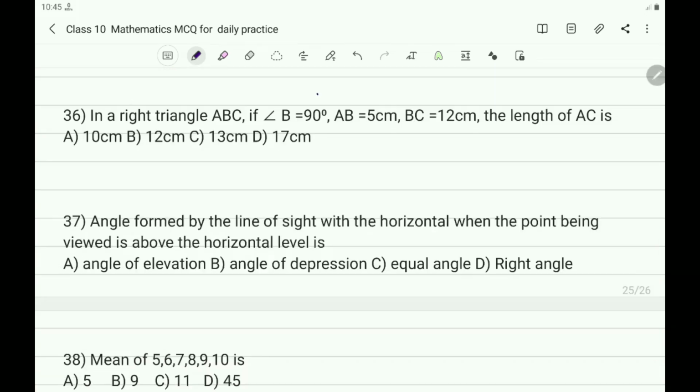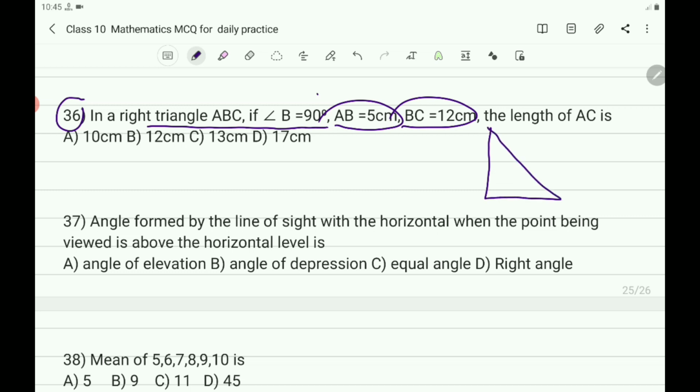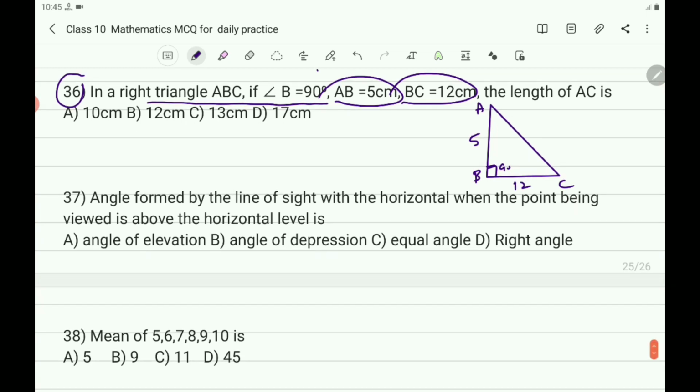Now you take question number 36. In a right triangle ABC, if angle B equals 90 degrees, AB equals 5 centimeters, BC equals 12 centimeters, find the length of AC. So let us have the rough sketch of the right angle triangle. Consider this is triangle ABC. Angle B is 90 degrees, and also it is given AB is 5, BC is 12. Then what we have to find out? We have to find AC.